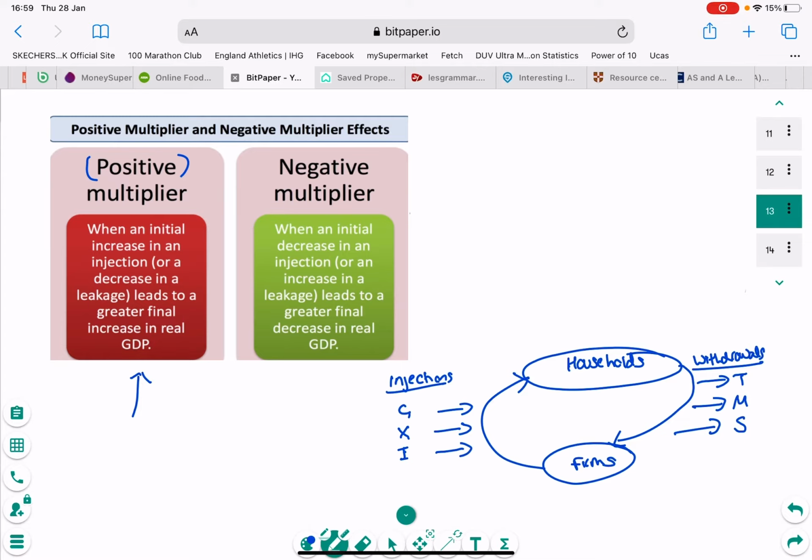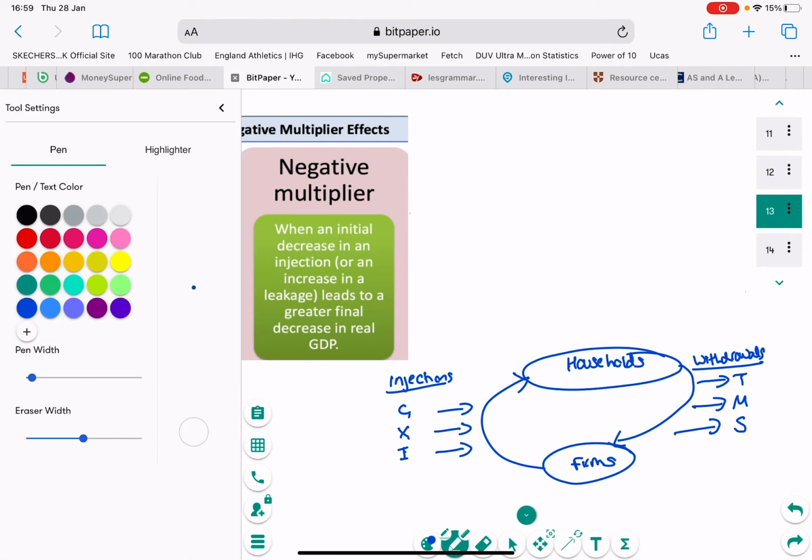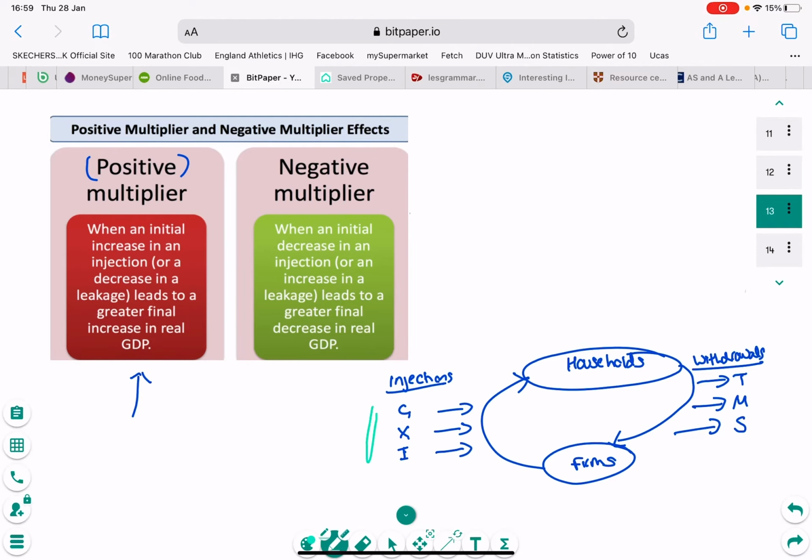So I've just drawn on the right hand side at the bottom the circular flow of income diagram, just to remind you of what it looks like. So what it's saying in the multiplier definition, it says when an increase in an injection, so if one of these injections goes up, that is going to lead to an increase in national income. But it's if these injections go up by, say, for example, £10, the final increase in national income is going to be greater than £10.